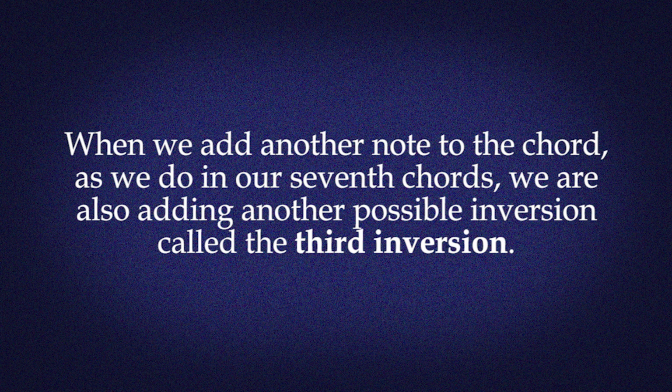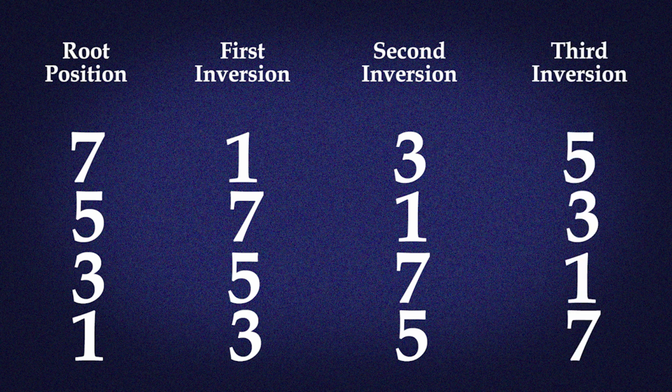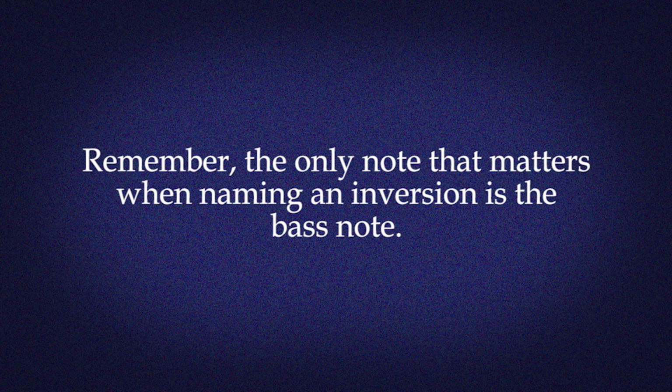When we add another note to the chord, as we do in our seventh chords, we are also adding another possible inversion called the third inversion. Following the same concept of how we got our other inversions, a third inversion would have the seventh as the bass note. The rest of the chord tones do not necessarily have to be in any particular order. The only note that matters when naming an inversion is the bass note.